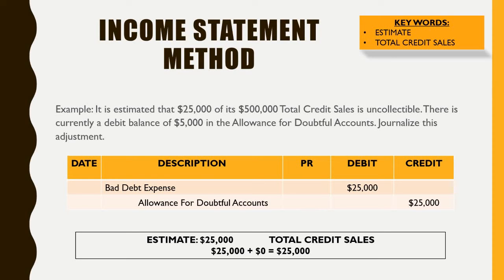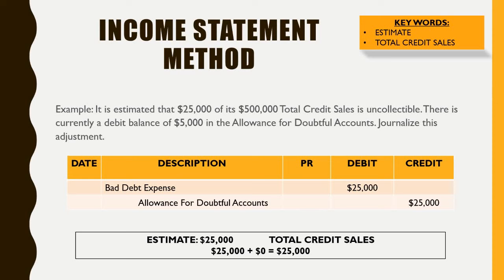Simple and easy. Now, there's a reason why when we make this estimate and when you see the words total credit sales, when we go into the income statement, you don't see accounts receivable. You don't see your allowance for doubtful accounts. It doesn't exist in the income statement. All you see is your sales, right? You see all your sales, you see all your cost of goods sold, and you see all your expenses. So nowhere on that list will you ever see the allowance for doubtful accounts.